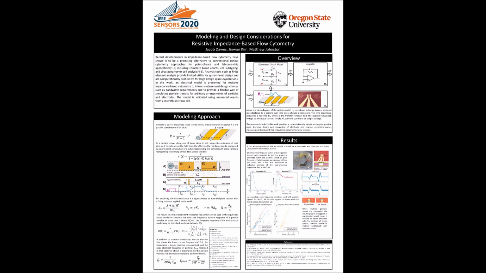So as expected, below some corner frequency, you won't be able to take very good resistive measurements because the double layer capacitance will be dominating. But above that stimulation frequency, the peak frequency of the particle's signal should be proportional to the speed of the particle and inversely proportional to the width of the entire electrode set.